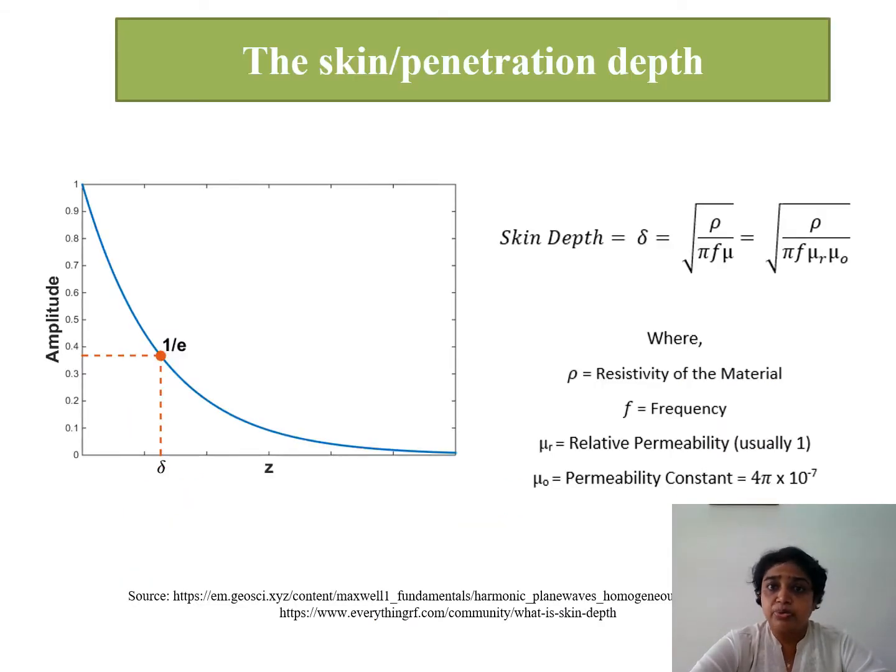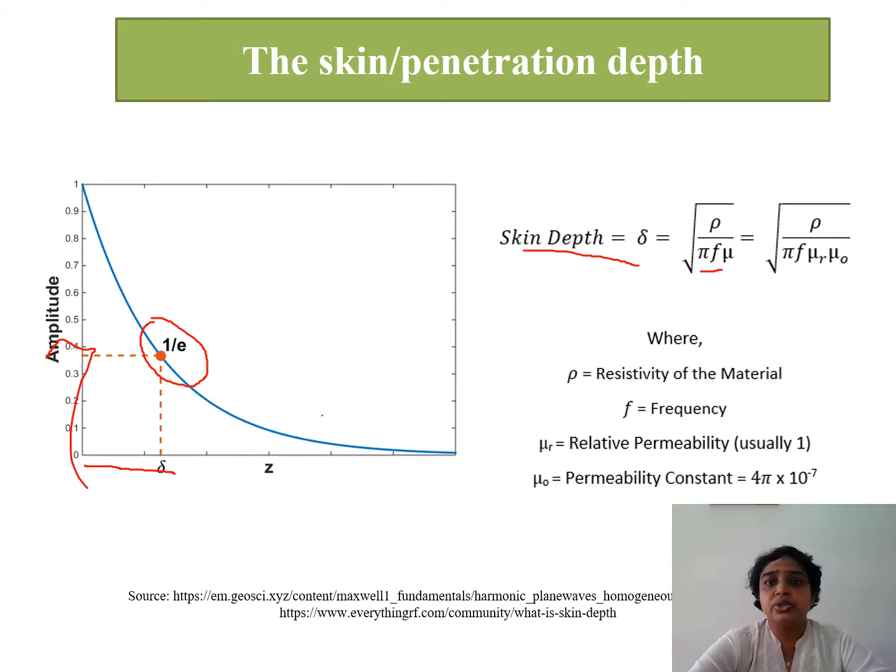Then moving forward, I'll be coming to the skin depth. This is one more very important concept in microwave chemistry and its applications. So we can define skin depth as the point at which the amplitude of the E or H field comes to its value of 1 by e. This depth is known as the skin depth, and if we go for its numerical value, this is denoted by delta and can be written as under root of resistivity, rho, divided by pi, which is a constant, f, the frequency of the electromagnetic wave, and mu, the permeability of the material.